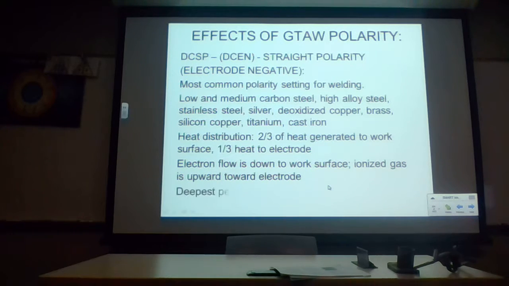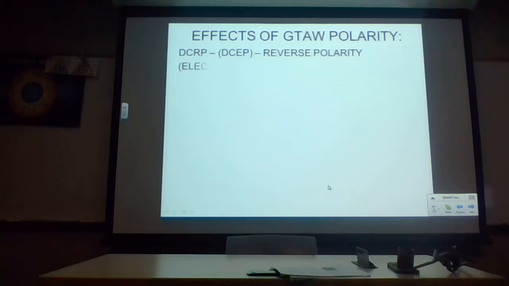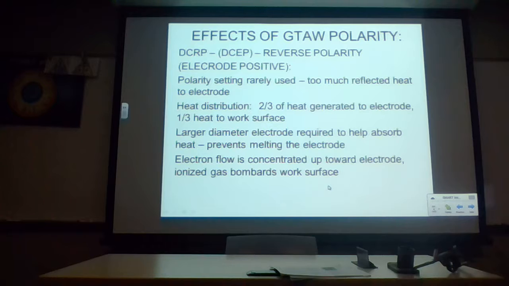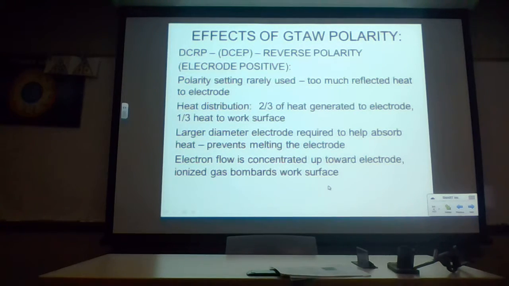The electrode is negative. In reverse polarity, the electrode is positive. This is rarely used. Too much reflected heat goes back to the electrode. Remember what I told you. The problem is that there's the potential of melting the electrode away, and it falls into the molten puddle, and then it contaminates the weldment. So again, we try to avoid that. If you do use reverse polarity, you're going to have to select a really big electrode, and that's required in order to absorb the heat that's being generated. Even though a third of it is going to the work surface, 2/3 are coming back to the electrode, which might tend to melt it away. So again, that's the reason why we want to avoid that.